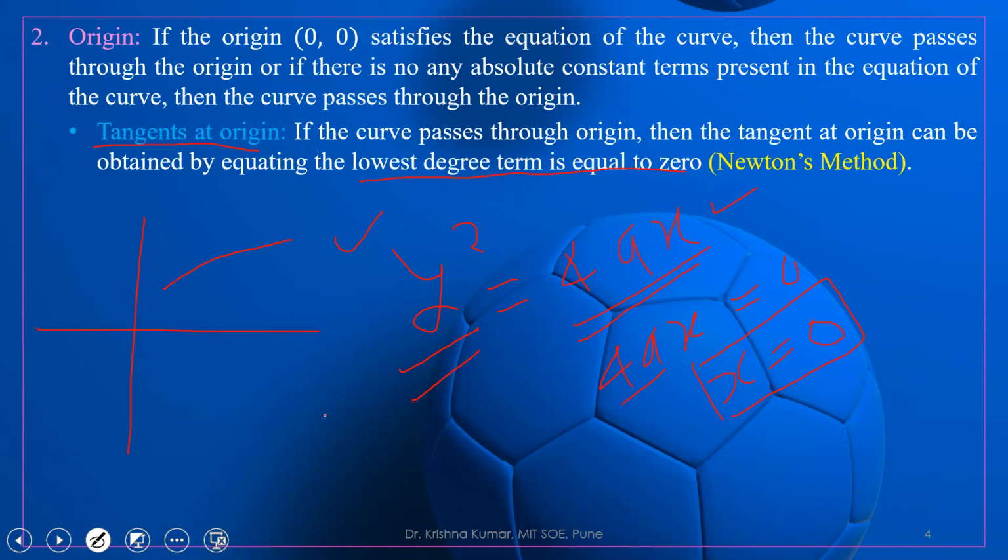Now if we trace this curve, we get the parabola like that. X equal to 0 means the y-axis, so the y-axis is the tangent of this parabola. In this manner we can find the tangent. We can see another way to find the tangent: we can find dy by dx.